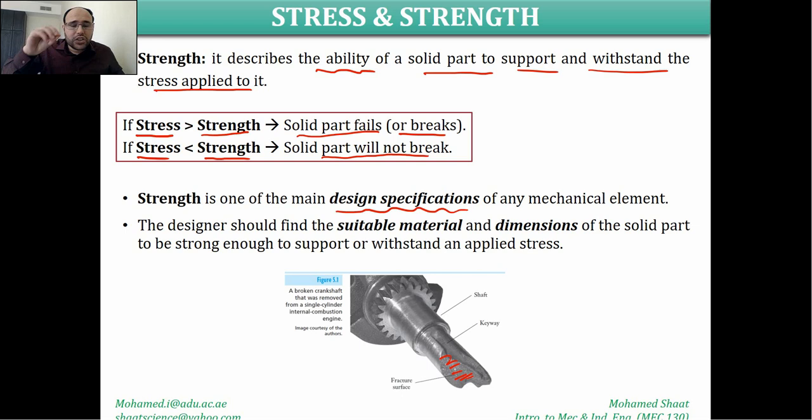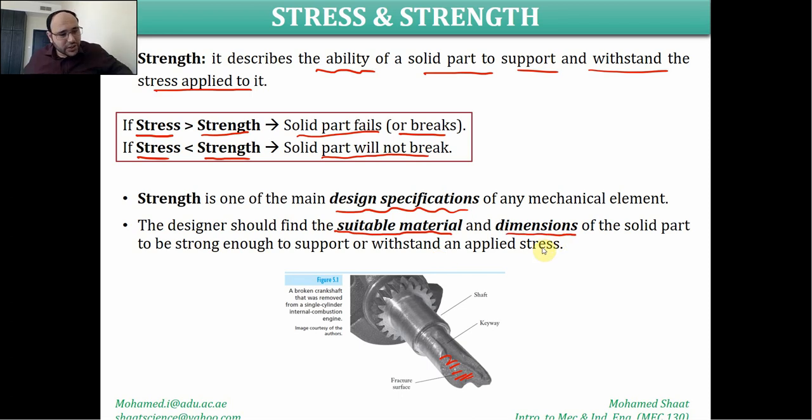So one of these design specifications is the strength that this machine, this mechanical component, should have or attain. It means that you have to keep the stress lower than this strength value. The designer should find the suitable material, and this strength, as I mentioned, is related to the material type and the size or the dimension.